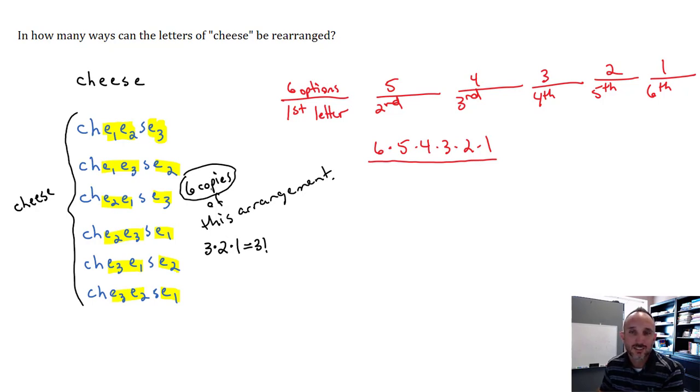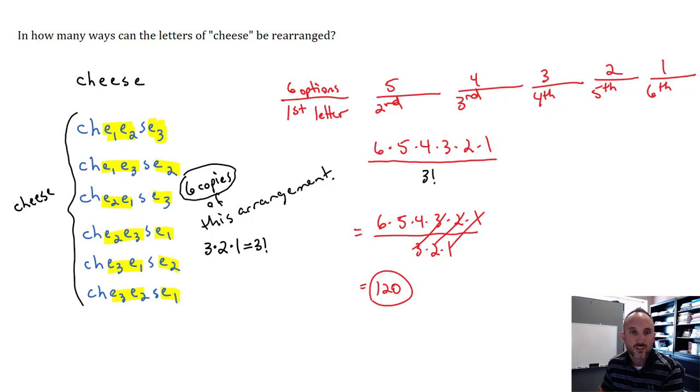3 factorial is 6. So what we have to do now is come over here and divide this answer by 3 factorial to get rid of all the copies of the various arrangements. Okay? And you could do this on a calculator, but this one's easy enough to do without a calculator. This is 6 times 5 times 4 times 3 times 2 times 1. 3 factorial is 3 times 2 times 1. And then you can simply cancel the 3's, the 2's, and the 1's. So you get 6 times 5, which is 30, times 4 is 120. There's 120 ways to rearrange the letters of the word cheese.